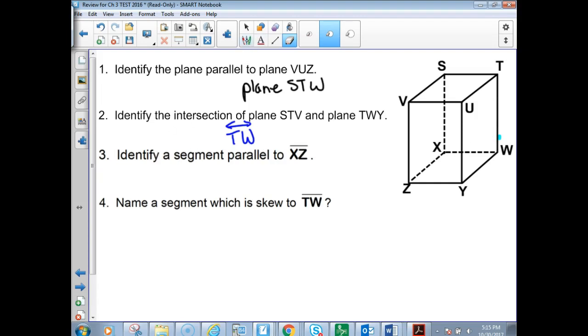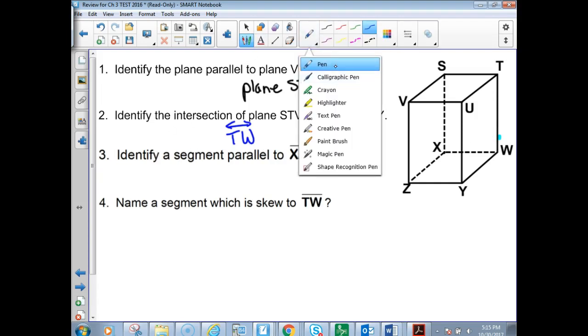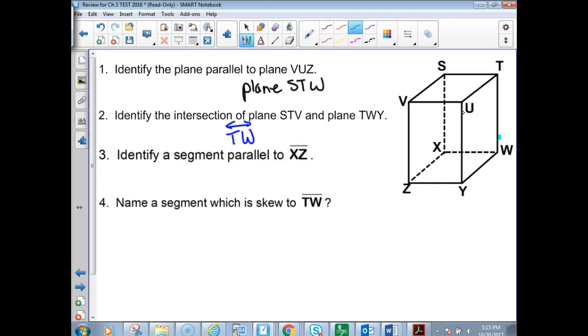Identify a segment parallel to XZ. So I find segment XZ. I need to find a segment that runs in the same direction as XZ, so it would be parallel. An example would be segment VS. Another example, segment UT, or WY, or YW. It doesn't, again, matter when you name a segment, you can have one or the other of the 3.